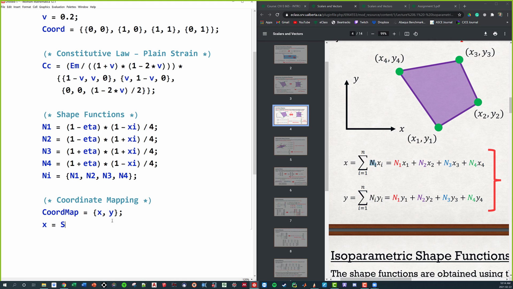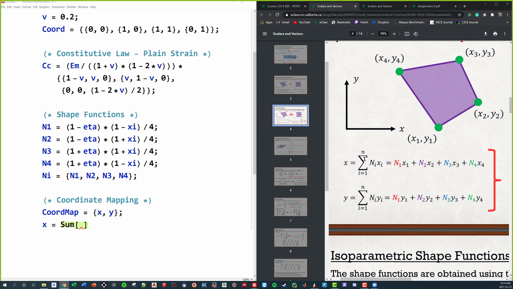So what I'm going to do in Mathematica is use our summation command. Now this is nice because once we change our amount of shape functions, all this right here is basically going to remain unchanged. If you don't want to use the summation command, you can manually go N1 times x1 plus N2 times x2, etc. But it makes the code a little bit harder to modify later on. So again, we're going to use our summation command.